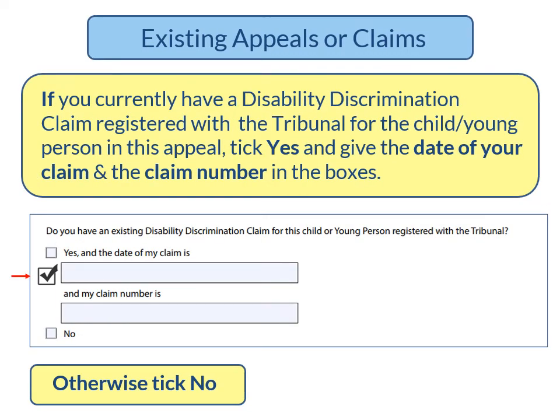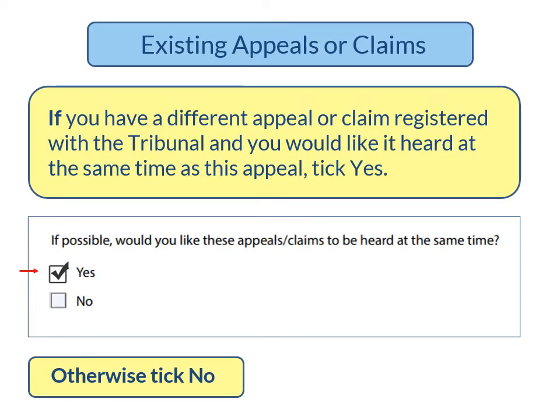If you currently have a disability discrimination claim registered with the SEND Tribunal for the child or young person in this appeal, tick Yes and give the date of the claim and the claim number in the boxes. If you don't, tick No. If you do have a different appeal or claim registered with the SEND Tribunal and you would like it heard at the same time as this appeal, tick Yes. Otherwise, tick No.